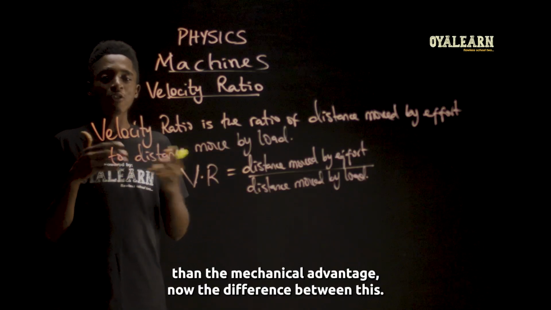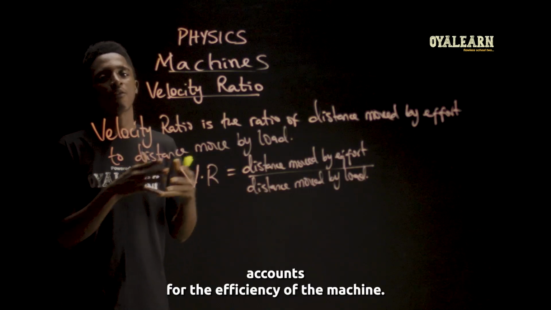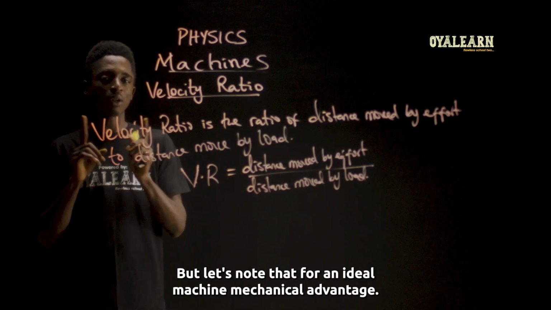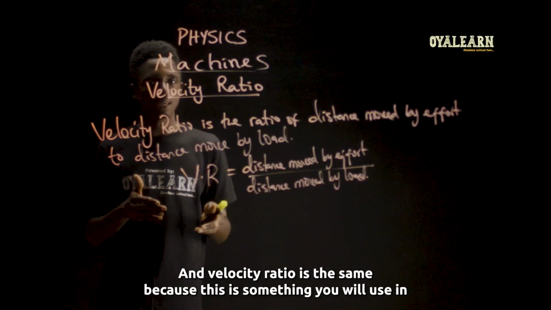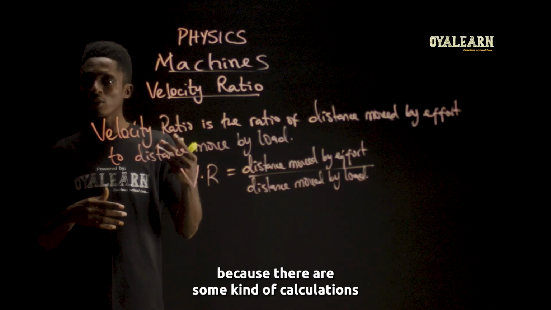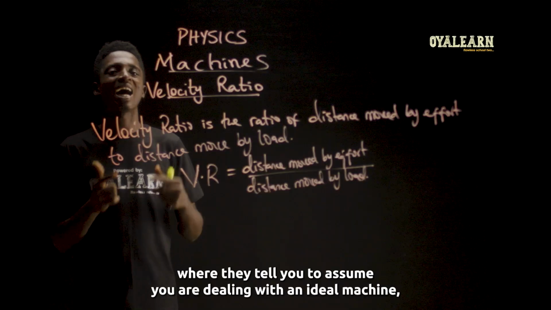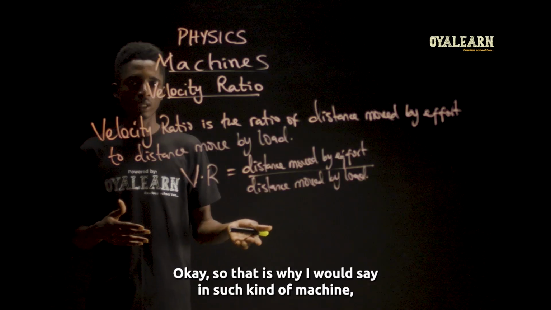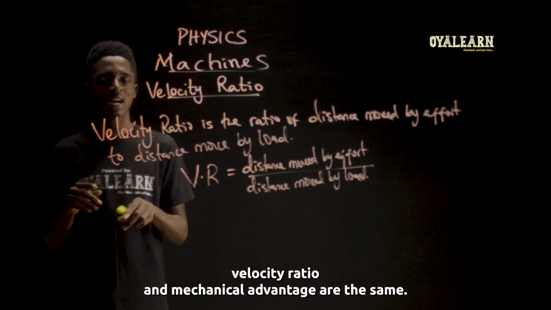The difference between the velocity ratio and the mechanical advantage accounts for the efficiency of the machine. So when we talk of efficiency, you see where that plays out. But let's note that for an ideal machine, mechanical advantage and velocity ratio are the same, because this is something you will use in some calculations in your exams, where they tell you to assume you are dealing with an ideal machine, and an ideal machine will be 100% efficient. That is why we say in such a machine, velocity ratio and mechanical advantage are the same. So let's note it.